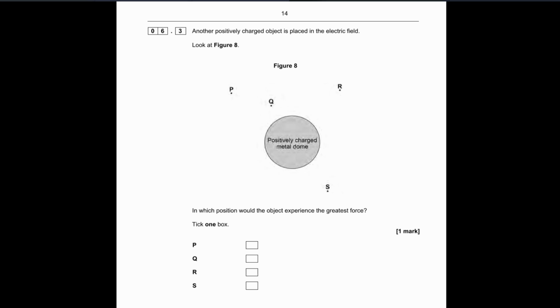What you need to understand is the closer it is to the source or the positive charge, the stronger the force is going to be. And so the closest one here you can see is going to be Q. And so we can take a Q.